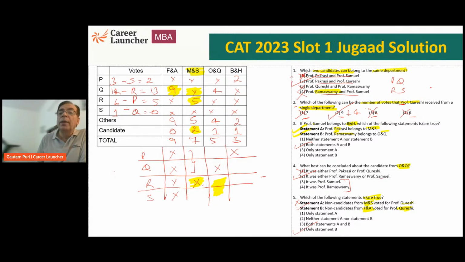And as I said, for me, what was important was question number 1 and 2, because they allowed me to use the choices to reduce the number of cases, and I was able to get to the answer faster.